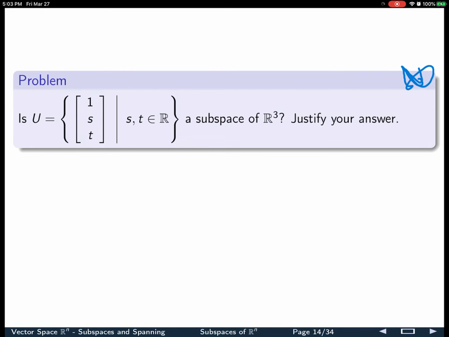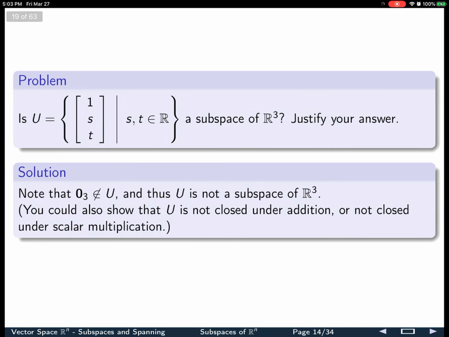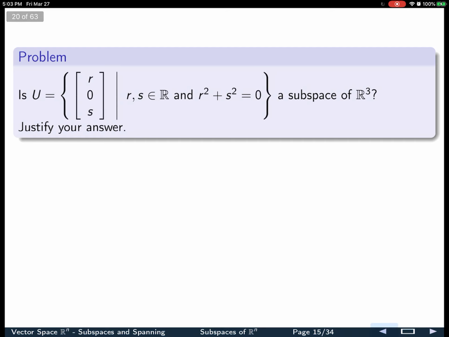All right, here's another one. If U is defined by this vector, where we've got a 1, s, and t, and s and t can be anything, is that a subspace of R3, of just three-dimensional space? The answer here is no. Can you tell why? It's because the zero vector is not in this set. The first component is never going to be 0. It's always going to be 1. And so this does not go through the origin.